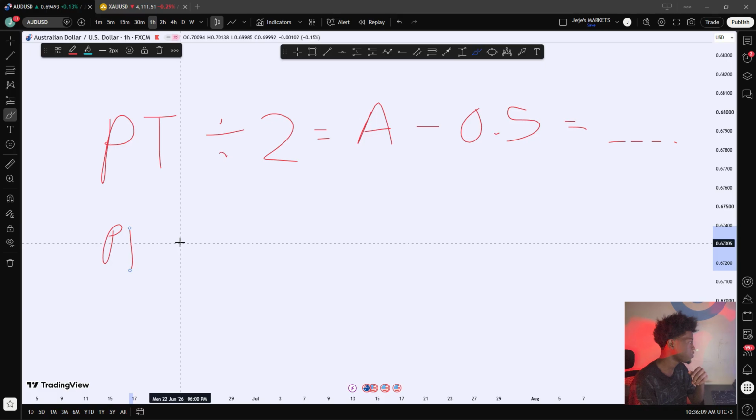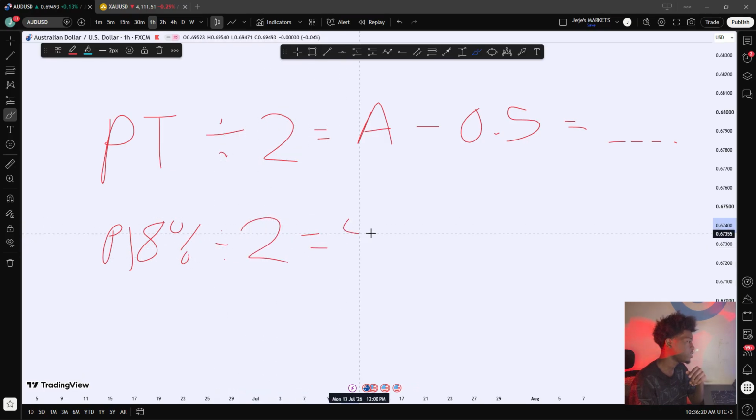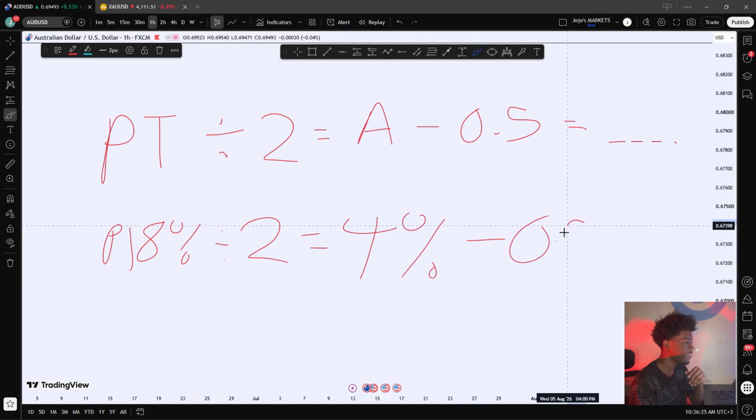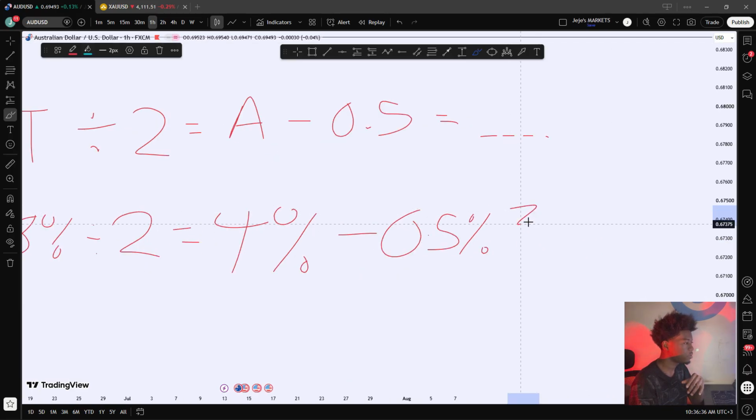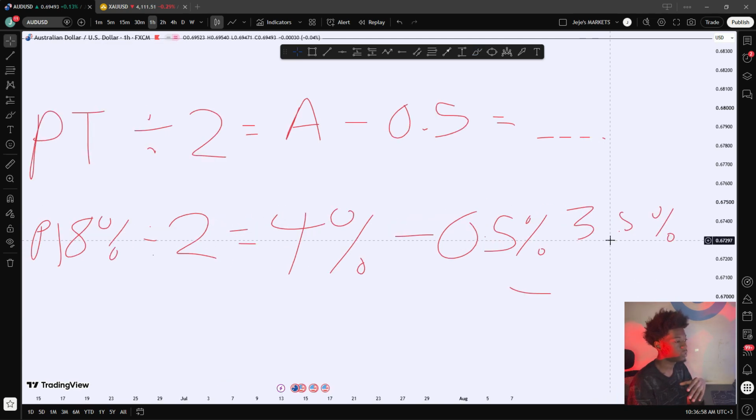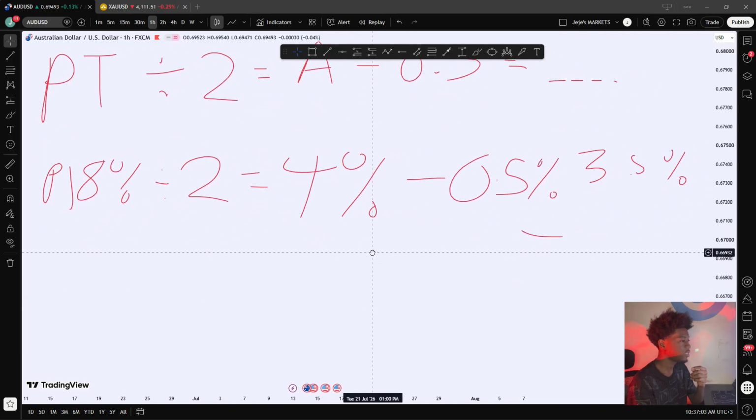But anyways, phase one, the profit target is 8%. So you get that 8%, we divide it by 2, and then we get 4%. So we subtract that 4% by 0.5%. And then the answer that you get is gonna be about 3.5%. So this is what I'm gonna risk on the phase one first trade, 3.5%. And I don't want you guys to get confused and say, oh, JJ said risk 3.5% all the way.